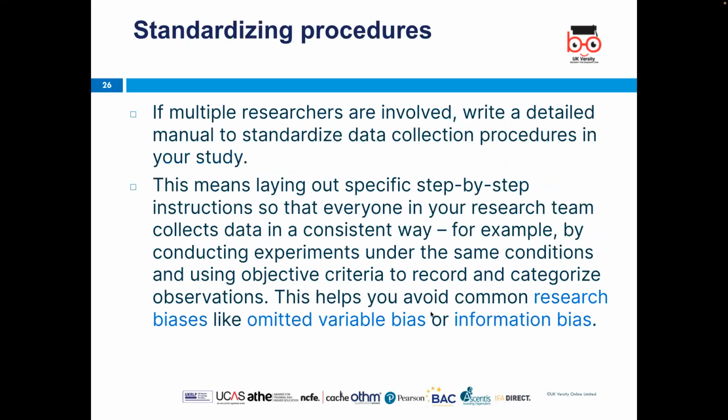Standardizing procedures. If multiple researchers are involved, write a detailed manual to standardize data collection procedures in your study. This means laying out specific step-by-step instructions so that everyone in your research team collects data in a consistent way. For example, by conducting experiments under the same condition and using objective criteria to record and categorize observations. This helps you avoid common research bias like omitted variable bias or information bias.